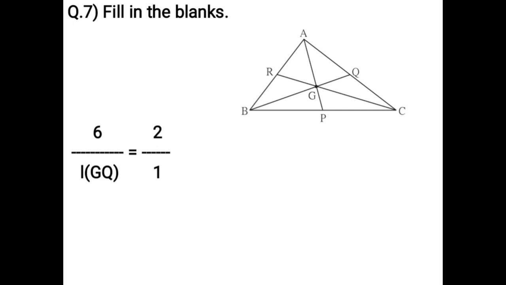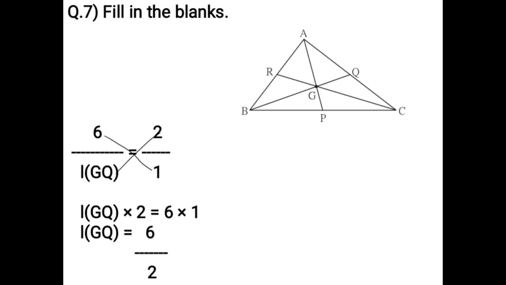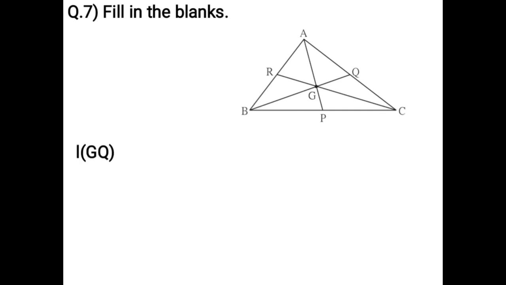Now I will write in cross multiplication form to find length of GQ. Length of GQ into 2 is equal to 6 into 1. So this is a division equation. Length of GQ on the left side, write as it is. Length of GQ is equal to 6 ones are 6, and the 2 which is on the left side, when you take it to the right side you have to divide, that is 6/2. 2 ones are 2, 2 threes are 6. Length of GQ is equal to 3.